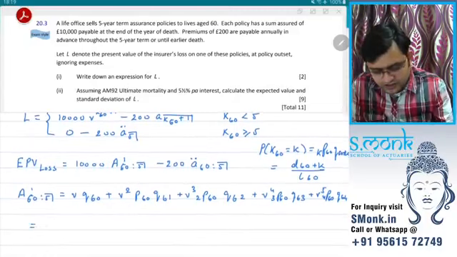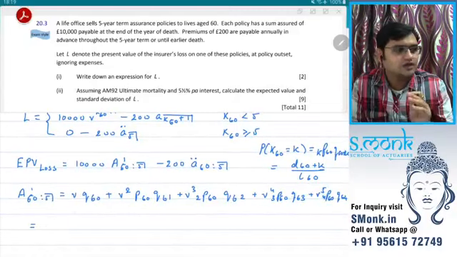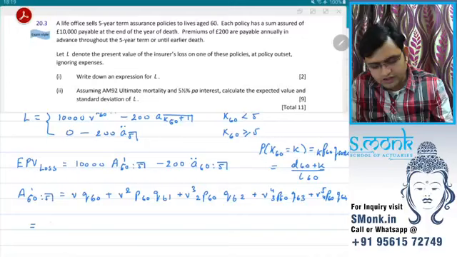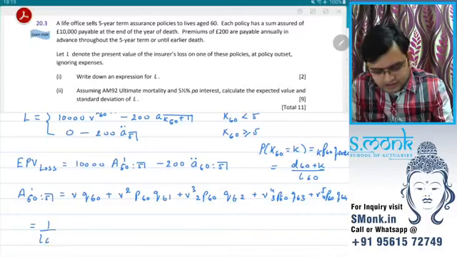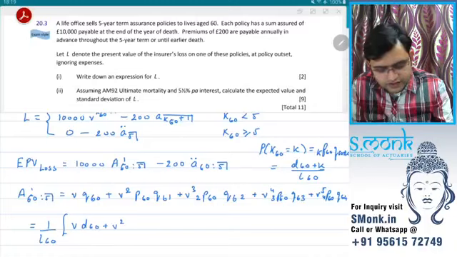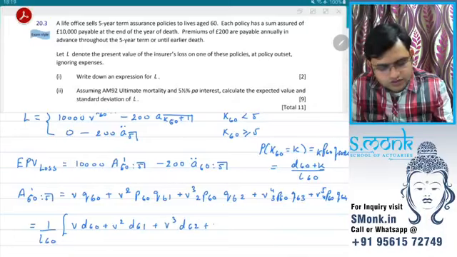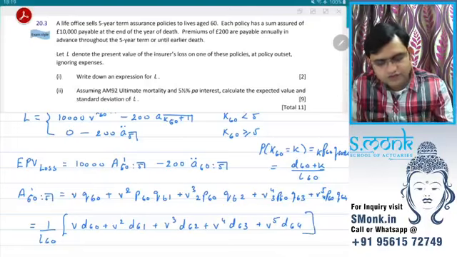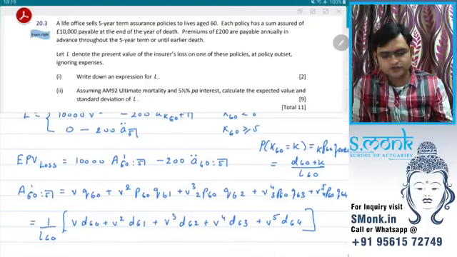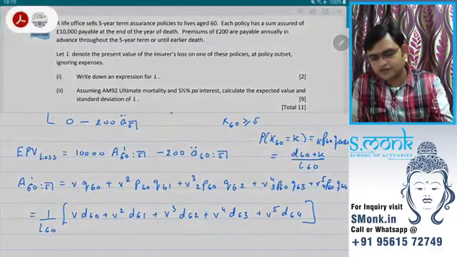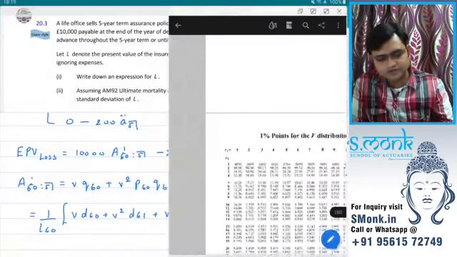So this can be written, you can directly write the second equation. I just want to explain, that is why I'm writing in both ways. So I'll have 1 by l60, I'll have v d60 plus v square d61 plus v cube d62, v raised to 4 d63, v raised to 5 d64. So this is so much easier for us to write. We can directly find all of these values from the AM92 table.